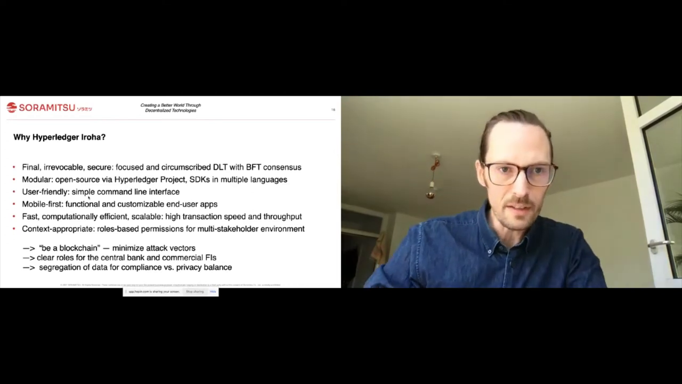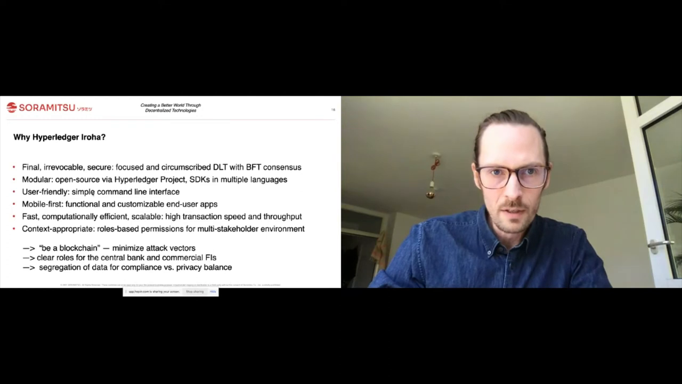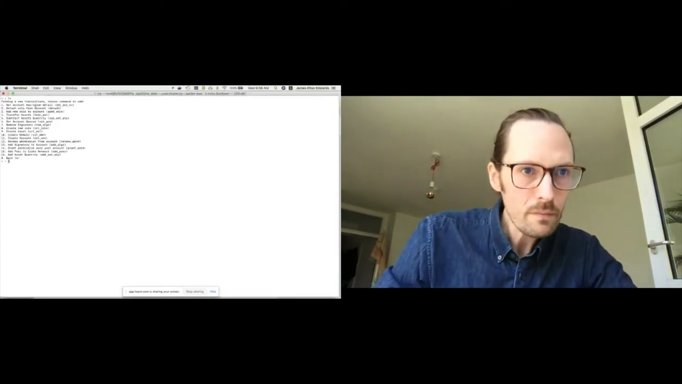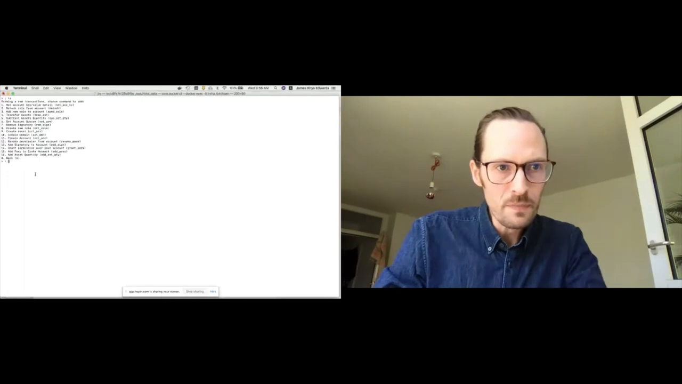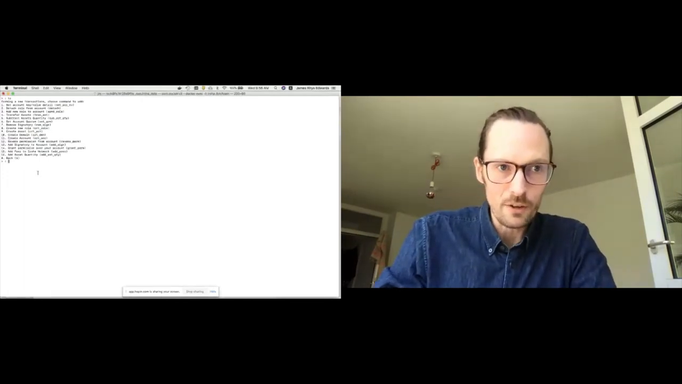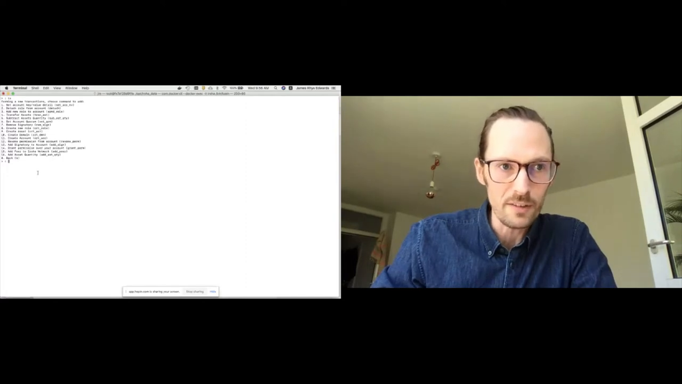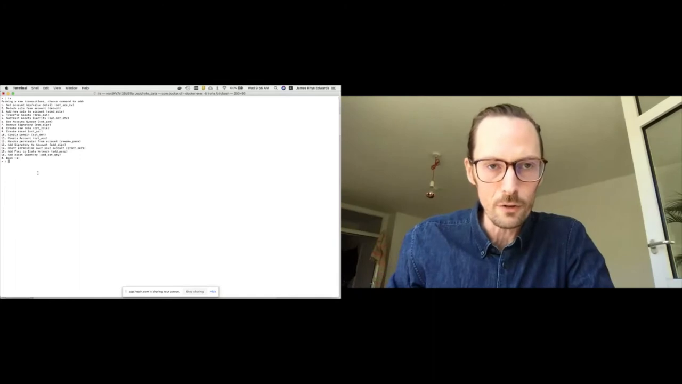It's very user-friendly. It has a simple command line interface, which looks like this. And this is the basic version. Gives you a menu of transaction types that you can choose from. I encourage you to check out our GitHub and go through the quick guide and try setting up a Hyperledger Iroha node on your personal computer. It's very easy to do.